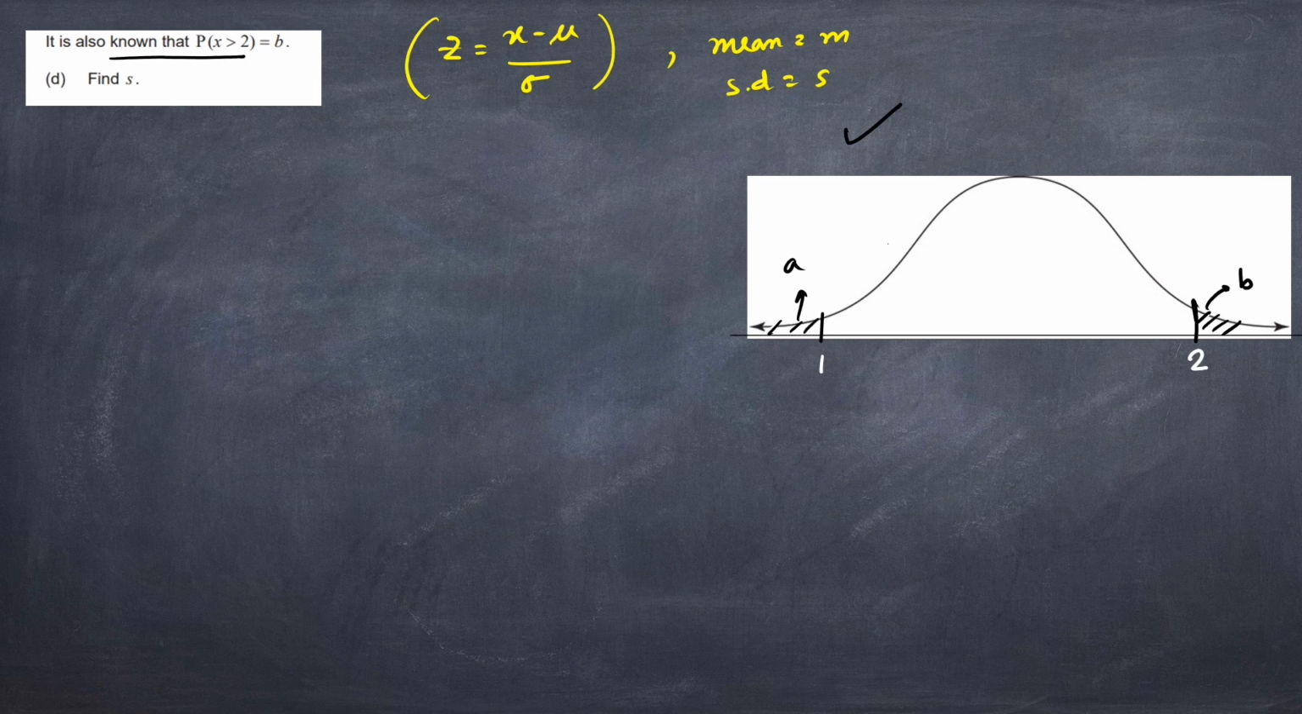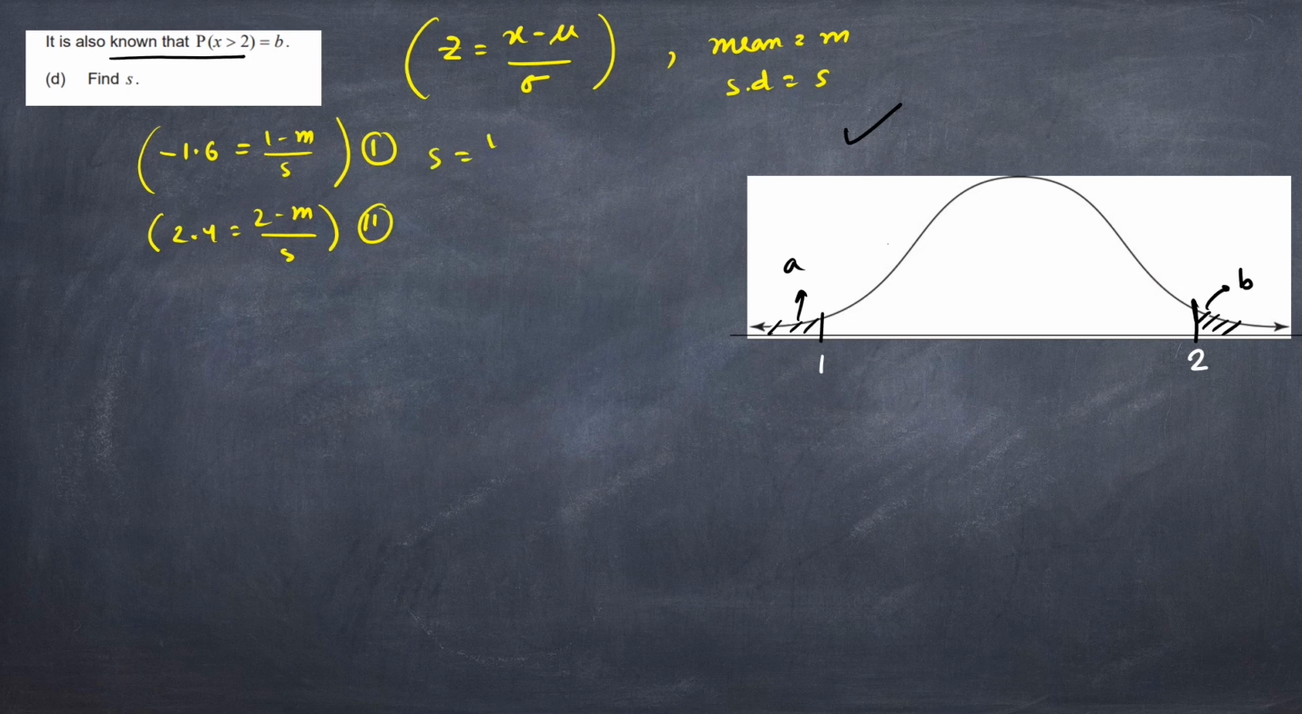So the first equation is minus 1.6 is equal to 1 minus m divided by s. This is the first equation, and the second equation is 2.4 is equal to 2 minus m divided by s. This is the second equation. So we will compare the equations in terms of s.